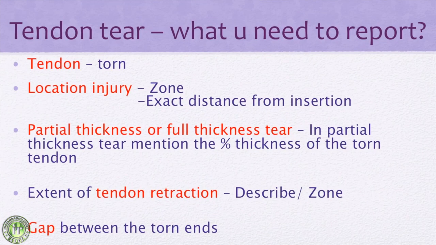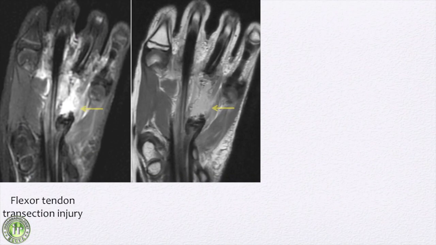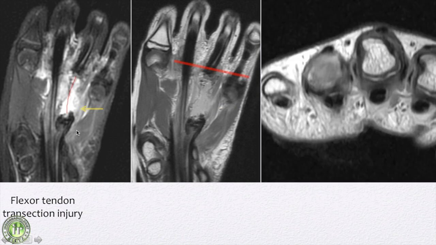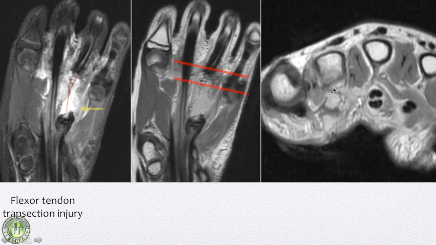So this is the same checklist that we've used for the extensor tendons. The same things you also need to report for the flexor tendon. Next, let us look at the flexor tendon transection injury or the open injury. So here you can see that there is complete transection of both FDS and FDP tendon with a fluid filled gap between. You can measure the gap like this, and you can mention it in the report. Now on the axial images, you can see that as you go from distal to proximal, the tendon is visualized. Then what you can see is the tendon sheath with fluid filled gap within.